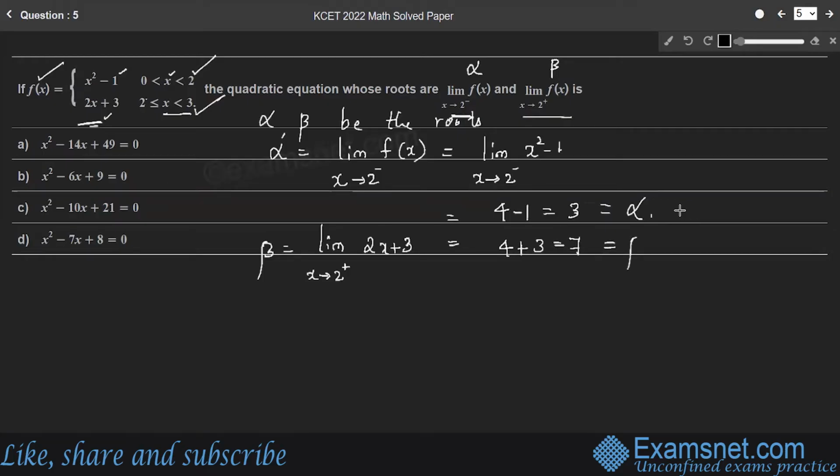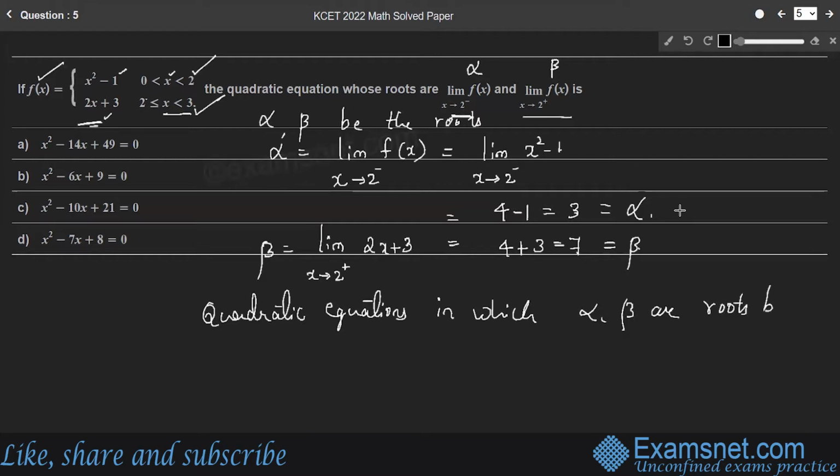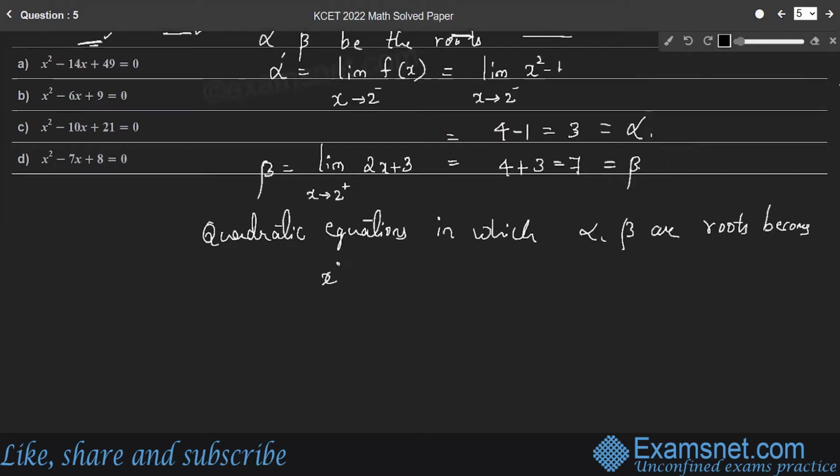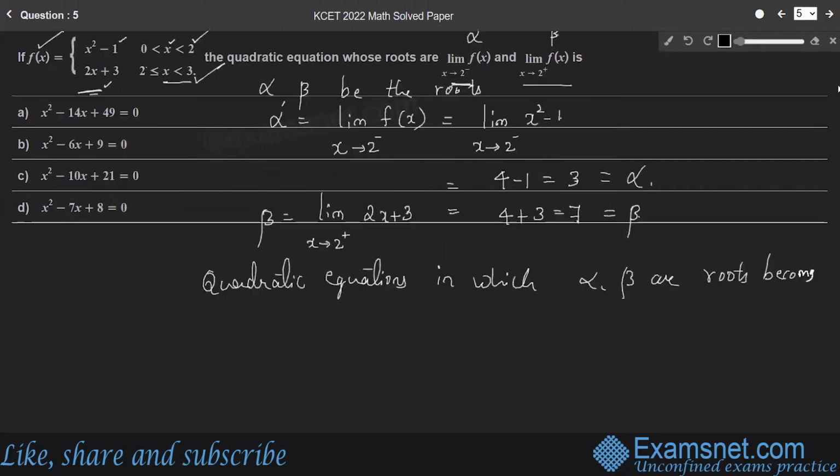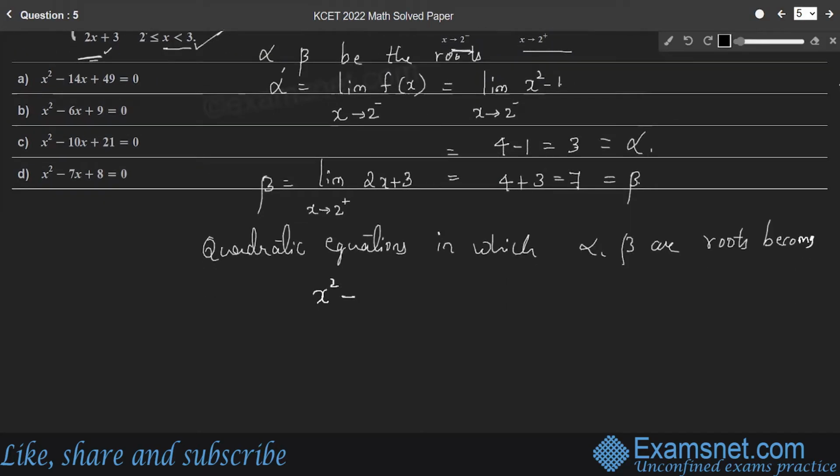Therefore, beta is equal to 7. Therefore, the quadratic equation becomes, in which alpha and beta are roots, the general equation, where alpha and beta are roots, is x square minus (alpha plus beta) x plus the product of the roots is equal to 0.